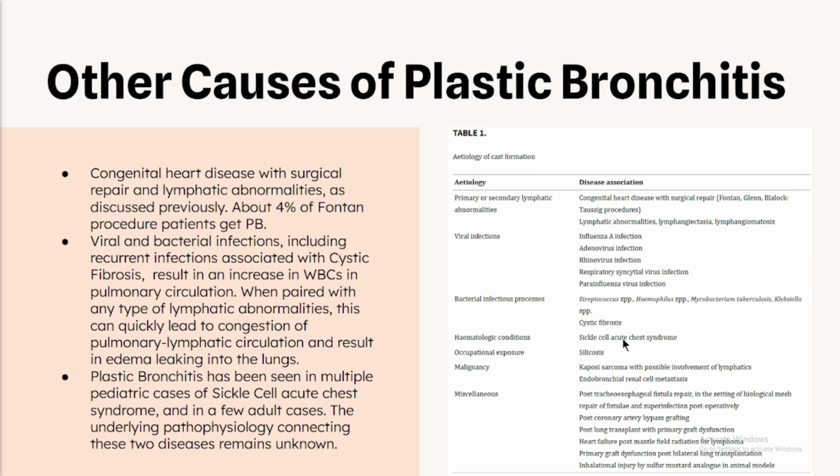Sickle cell acute chest syndrome is one that when I was researching, I found that there is an abnormally high percentage.